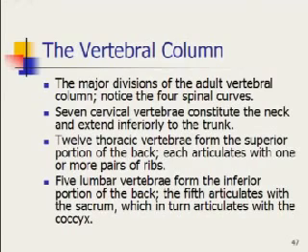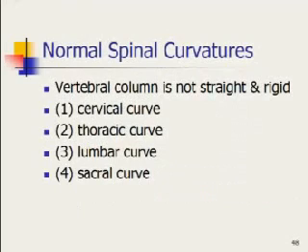5 lumbar vertebrae form the inferior portion of the back. The 5th articulates with the sacrum, which in turn articulates with the coccyx. These are the normal spinal curvatures. They include the cervical curve, the thoracic curve, the lumbar curve, and the sacral curve.